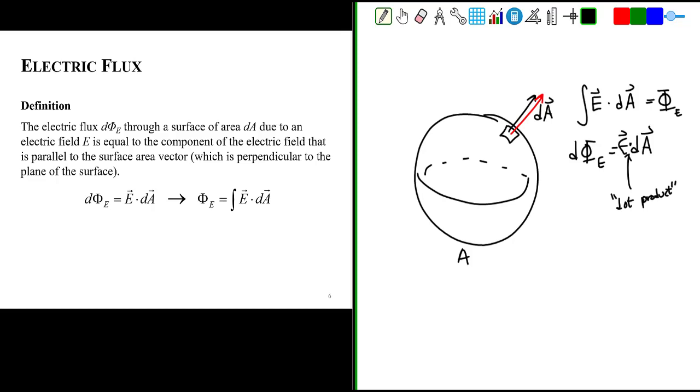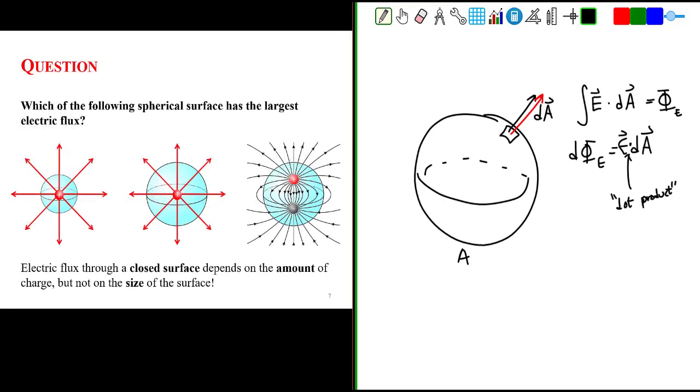So let's use electric flux to see if we could figure out if there's a way that we could determine the amount of charge that's inside a certain surface. Which of the following spherical surfaces has the largest electric flux?